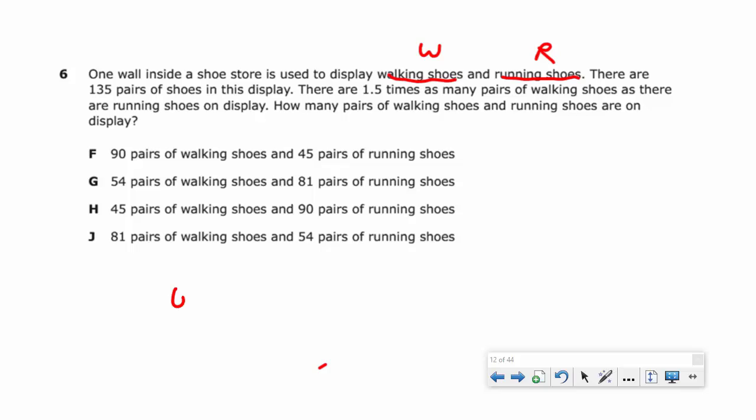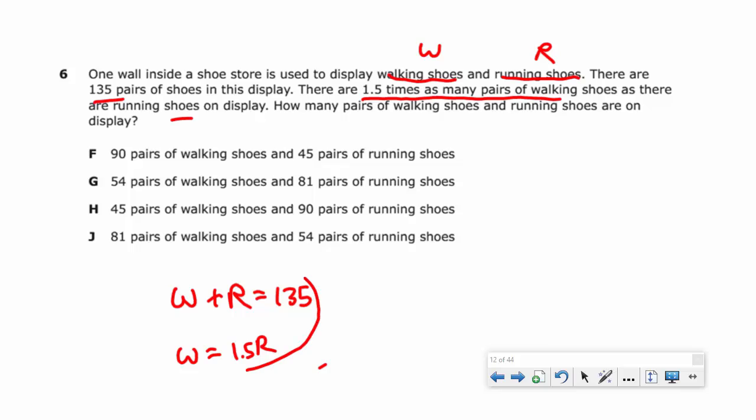So I'm going to take all my walking shoes, add all of my running shoes, and how many shoes do I have on the display? A total of 135. So all the running plus all the walking equals 135. I've created an equation. There are 1.5 times as many pairs of walking shoes as there are running shoes. So the walking shoes is the same thing as the running shoes times 1.5. To find that, we multiply R, the number of running shoes, by 1.5, and that's the number of walking shoes.